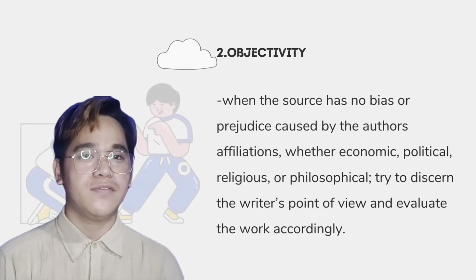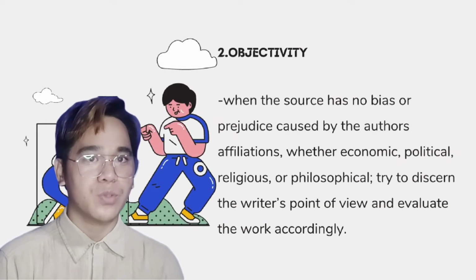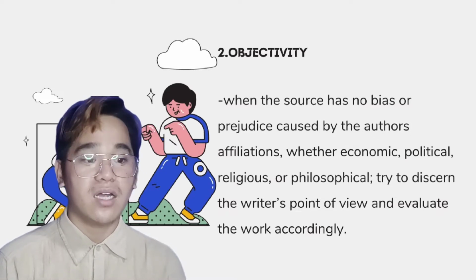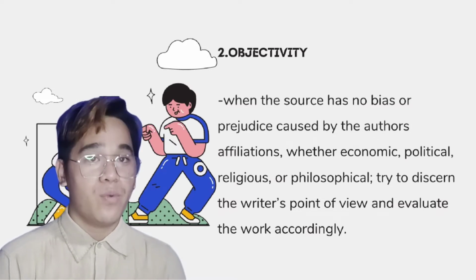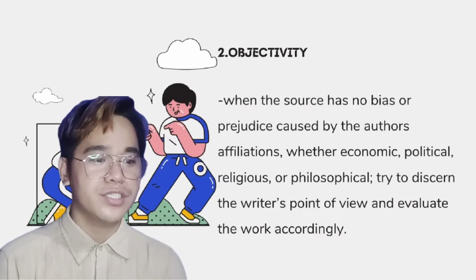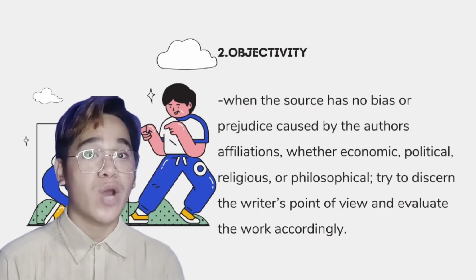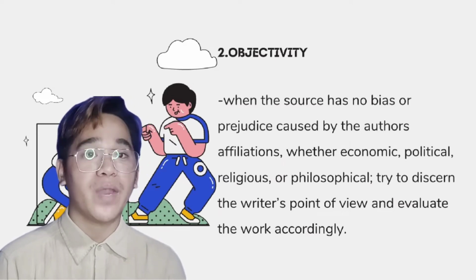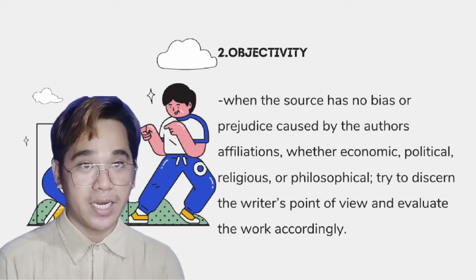Second is objectivity, being objective. So when the source has no bias or prejudice caused by the author's affiliations, whether economic, political, religious, or philosophical, try to discern the writer's point of view and evaluate the work accordingly.